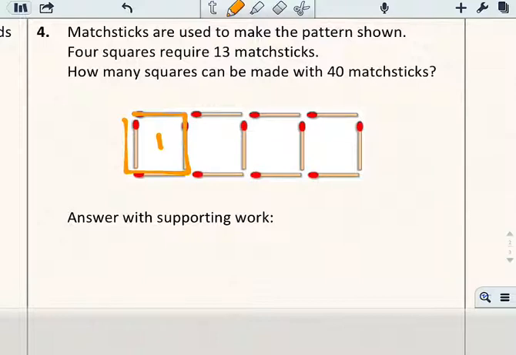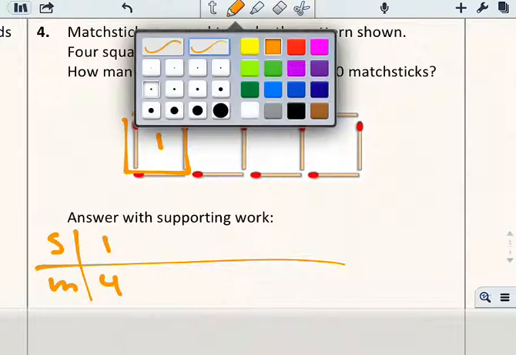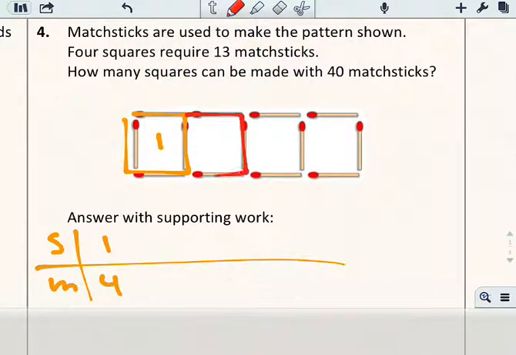So we can work that out down here. Here's squares, here's matchsticks. So 1 square, 4 matchsticks. If I want 2 squares, I'm going to need the 4 from before, but then I need 3 more. So 2 squares would get me 7, because I have the 4 that I started with in orange, and then 1, 2, 3 more to make 7.